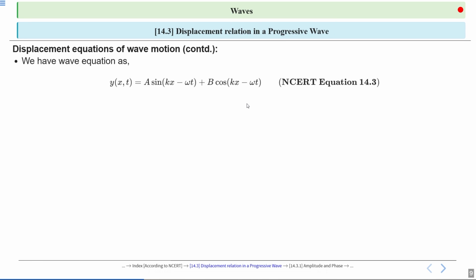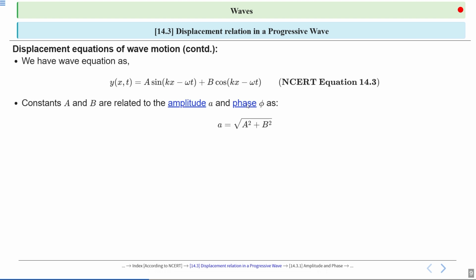Now we have equations as y(x,t) is equal to a sin(kx minus omega t) plus b cos(kx minus omega t). Constants a and b are related to the amplitude A and phase phi as A equals root of a square plus b square. Amplitude is the maximum displacement from the rest position and it's always a positive value. Clear? So we can say the small a is always a positive quantity.